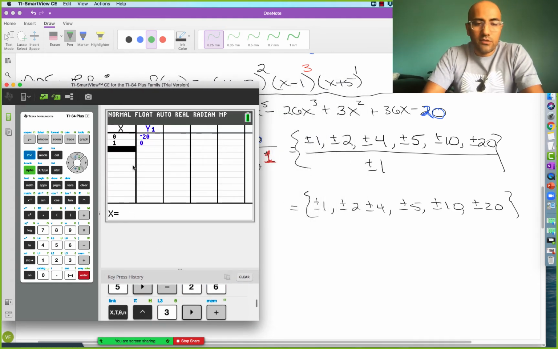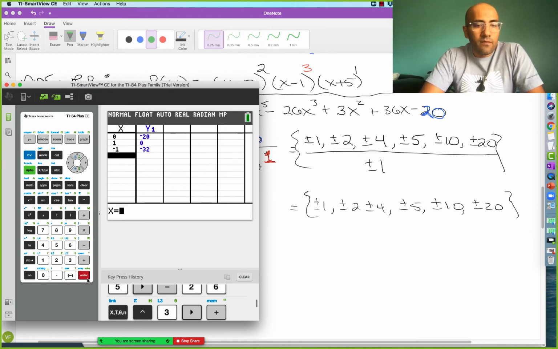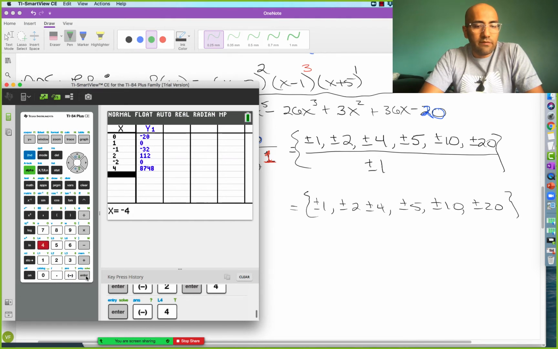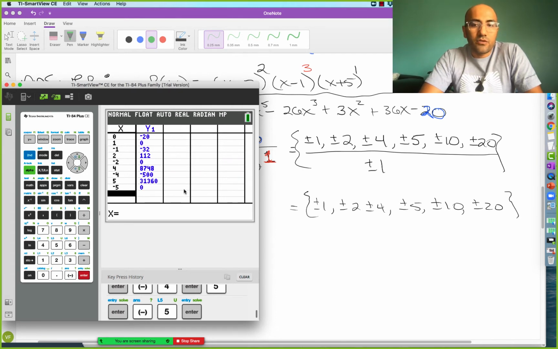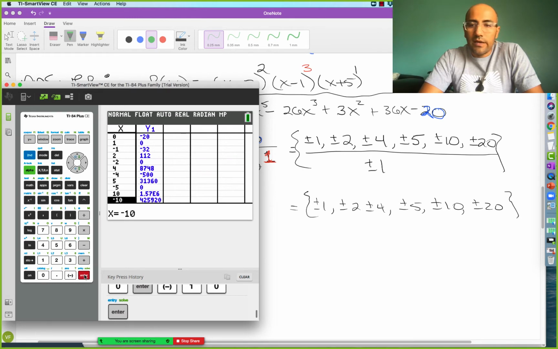So that we tried 1, let's try negative 1. Negative 1 fails. How about 2? 2 fails. How about negative 2? Negative 2 worked. How about 3? No, 4. 4 is going to fail. Negative 4 is going to fail. How about 5? It's going to fail. How about negative 5? Negative 5 works. Right? And then, well, if you don't know that that's the answer, you wouldn't know you're done. You got to keep going. So try 10. Nope, that's not going to work. How about negative 10? Nope, that's not going to work either.